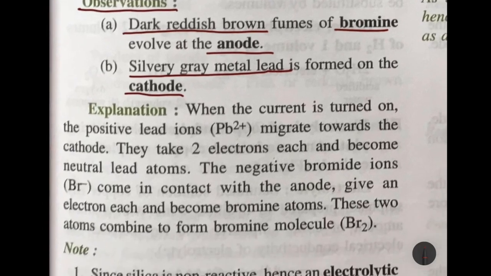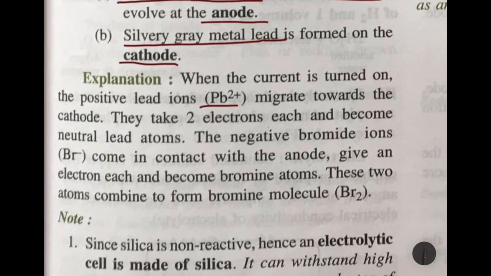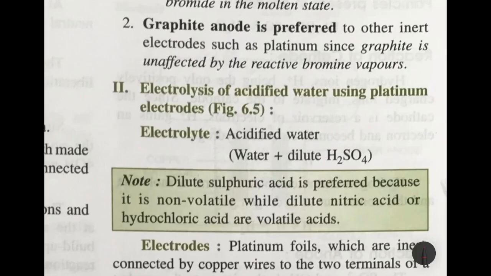So what happens when the current is turned on? The positive lead ions will migrate towards the cathode. They take up two electrons, as I had already explained, and become neutral lead atoms. The negative bromide ions will move towards the anode, give away an electron each and become bromine atoms. These two atoms combine to form bromine gas.